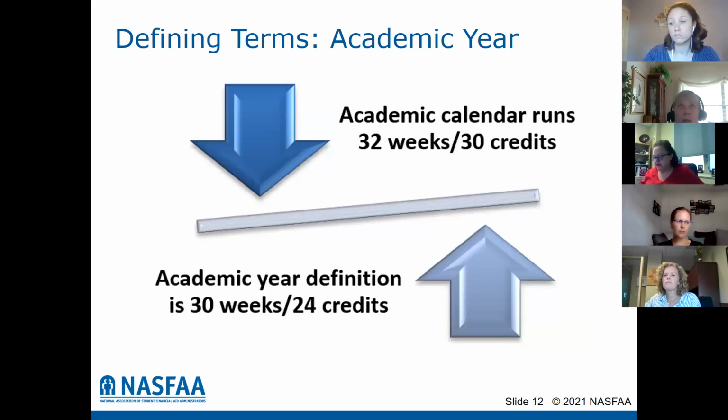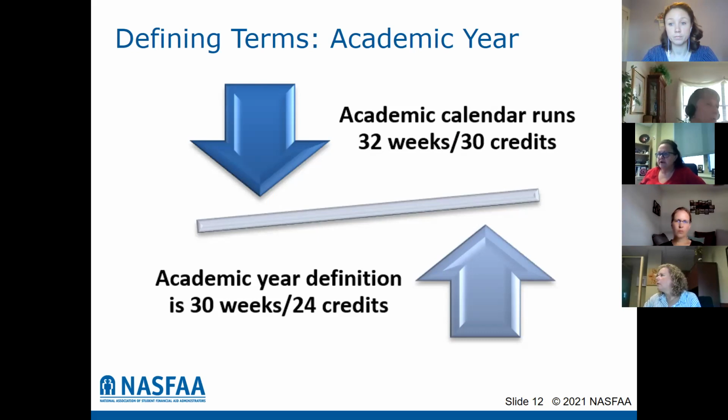Let's talk about defining terms, and this is an academic year. The Title IV definition can differ from the school's academic calendar. Keep that in mind. Like I said, there's a minimum of 30 weeks and 24 credits, but you can have higher than that. So the examples are kind of here. This is your minimum. You can have higher than that.